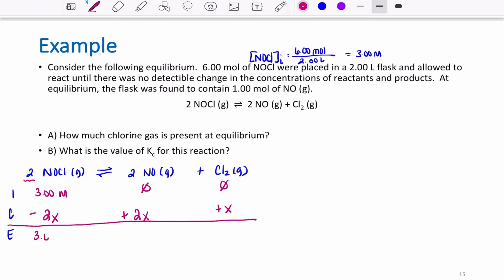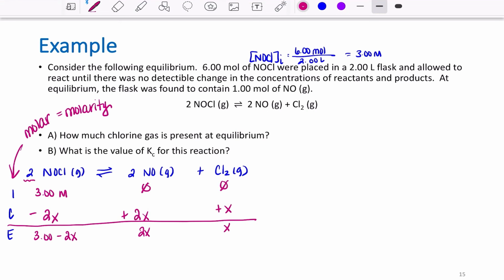At equilibrium, I have 3.00 minus 2x moles of NaCl left, 2x for NO, and x for Cl2. And again, I keep saying mole, this is molar. ICE tables are in molarity. Because it's all in the same system, it's all in the same container, it's all in the 2-liter flask, the reaction occurring, the number of moles are correlated back to the molarity.